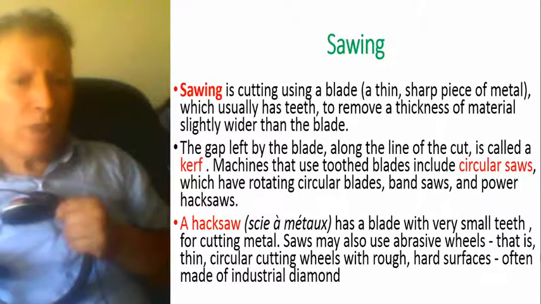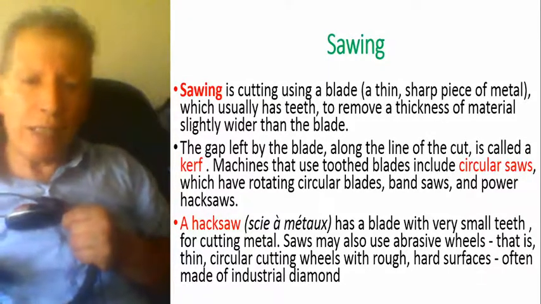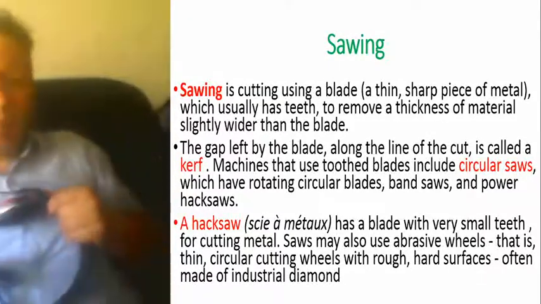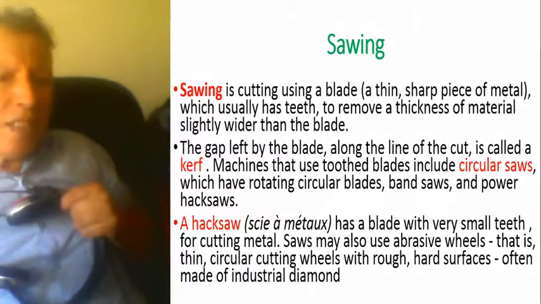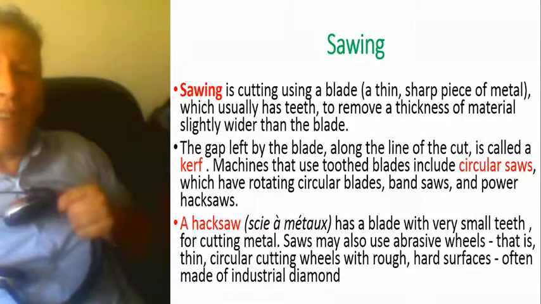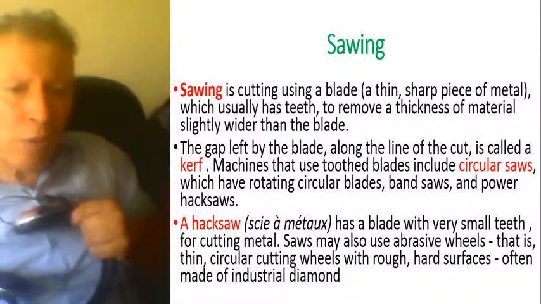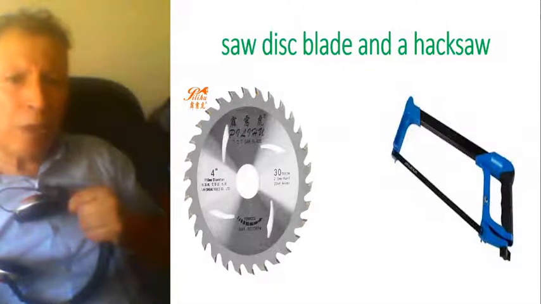A hacksaw, c'est une scie à métaux, has a blade with very small teeth for cutting metal. Saws may also use abrasive wheels, that is, thin, circular cutting wheels with rough, hard surfaces, often made of industrial diamond. We shall explain that in a moment.